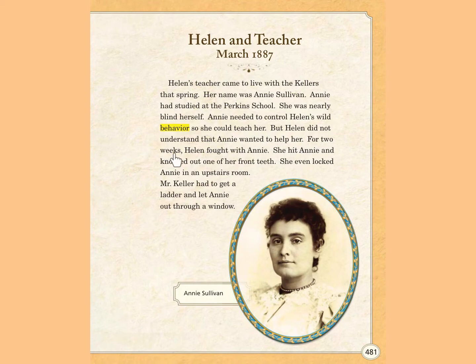For 2 weeks, Helen fought with Annie. She hit Annie and knocked out one of her front teeth. She even locked Annie in an upstairs room. Mr. Keller had to get a ladder and let Annie out through a window. Annie Sullivan.